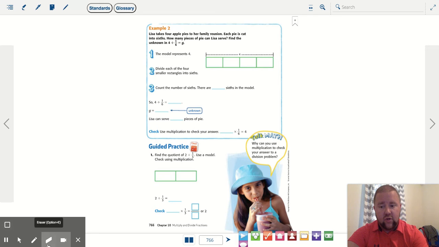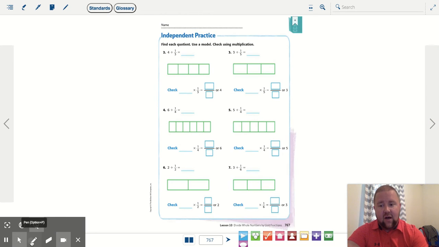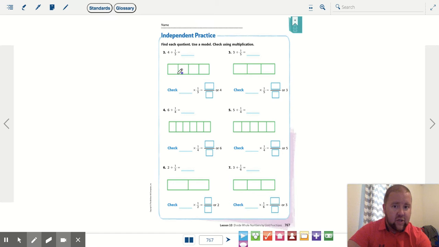So we're going to move on to our practice page, where I'm going to have us think about some of these problems on our own at first, and then down low they go over how you can check. So I'm going to talk about another way to check. Again, 4 wholes, breaking it into thirds.